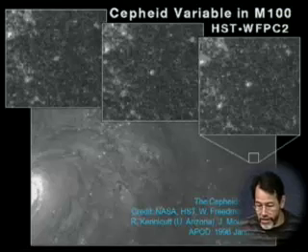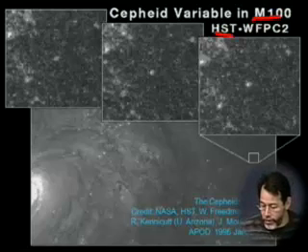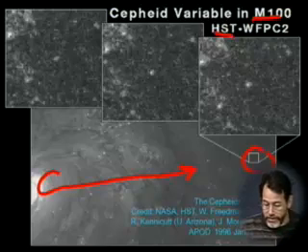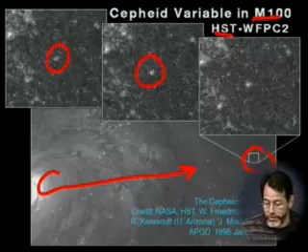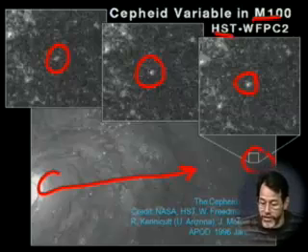So here we see a Cepheid variable in another galaxy called M100. This was taken with the Hubble Space Telescope. Out here, away from the center of the galaxy, we see expanded in this box a small star that is not resolved at all. We've only resolved a few stars. But even though it's a point of light, we can see this point of light getting brighter and dimmer.